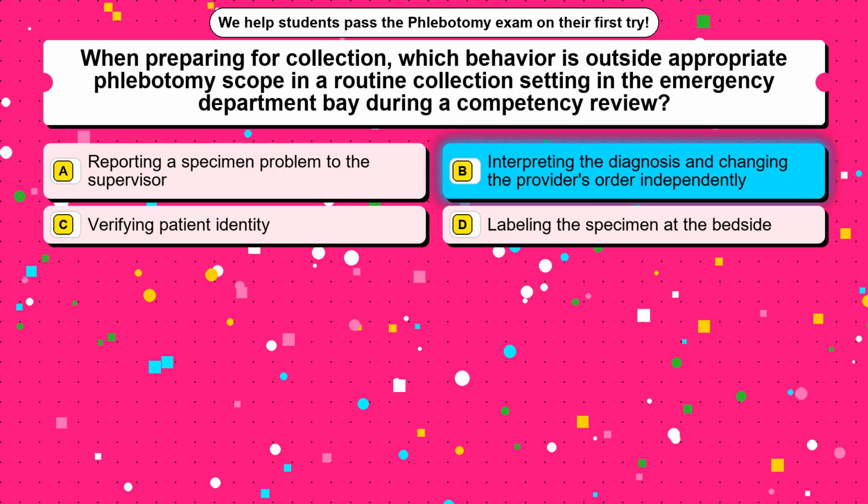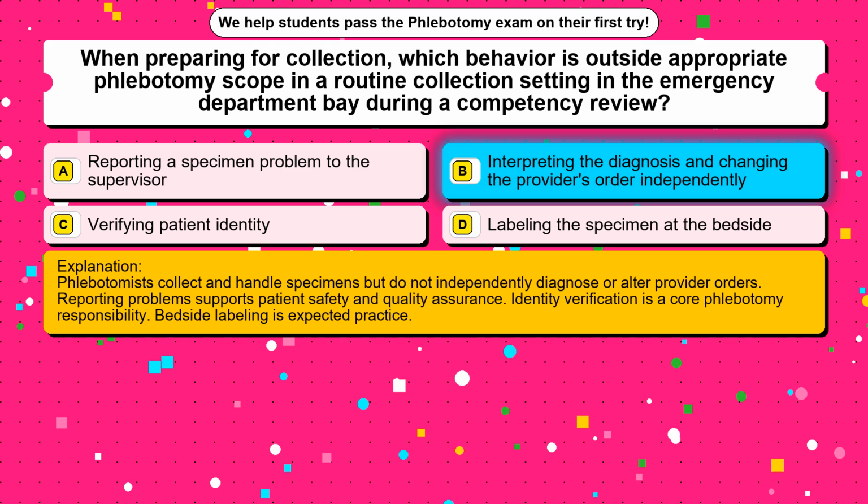The correct answer is option B. Interpreting the diagnosis and changing the provider's order independently. Phlebotomists collect and handle specimens but do not independently diagnose or alter provider orders. Reporting problems supports patient safety and quality assurance. Identity verification is a core phlebotomy responsibility. Bedside labeling is expected practice.